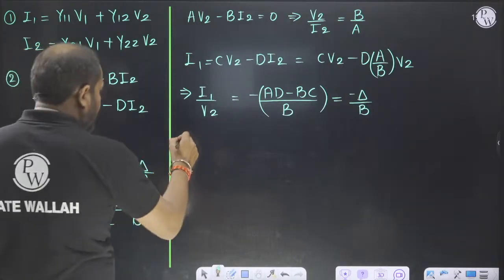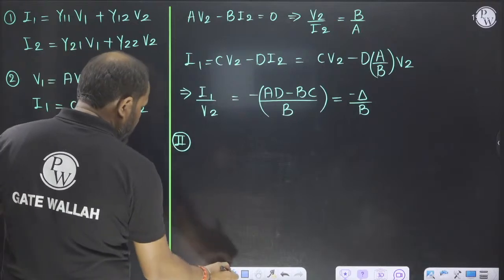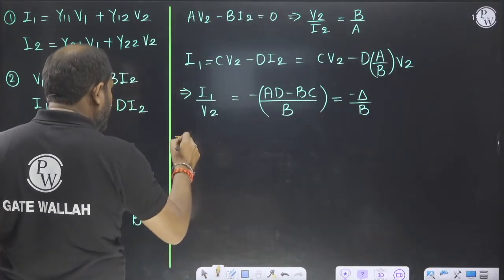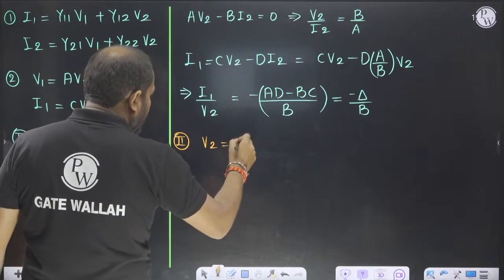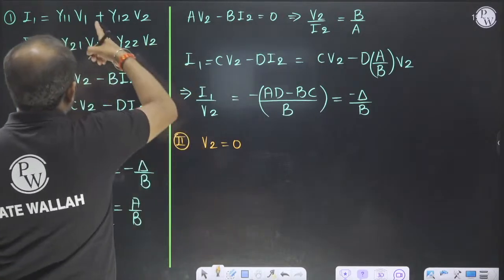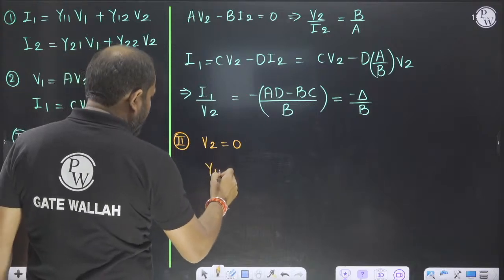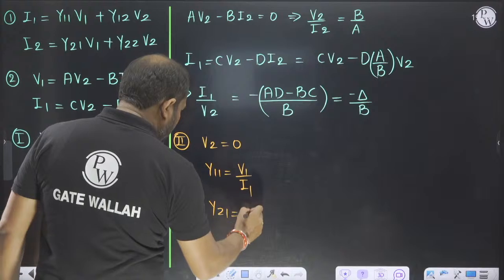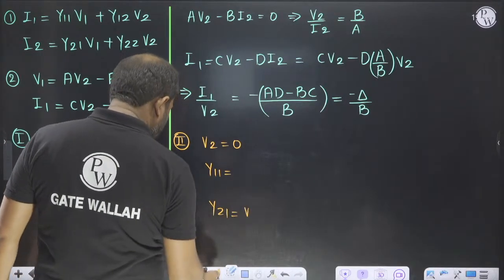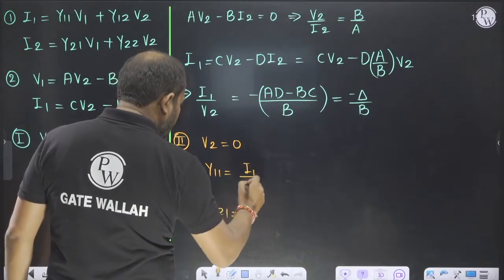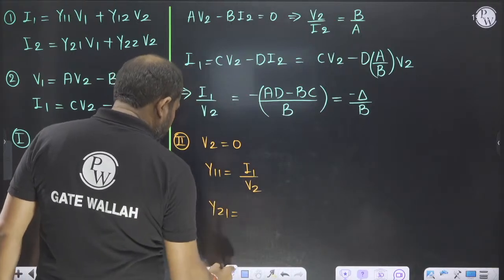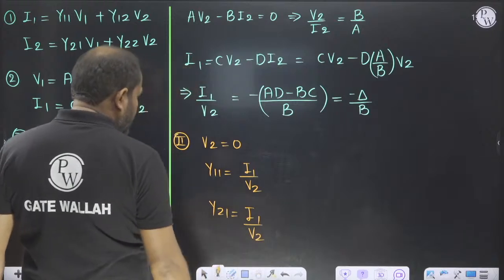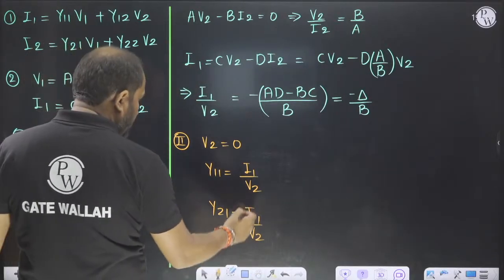For the second case I will go for I2 equal to 0. That means Y11 is V1 by I1 and Y21 is I2 by V1. So I1 by V1 and I2 by V1, sorry.